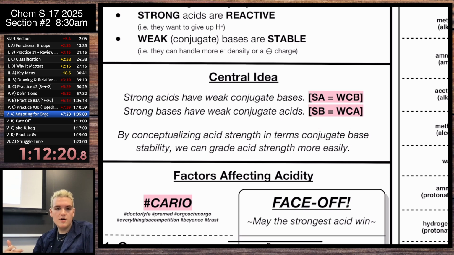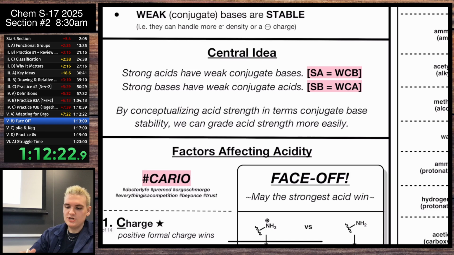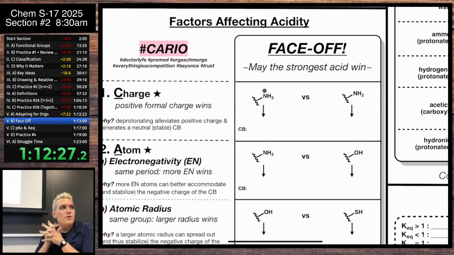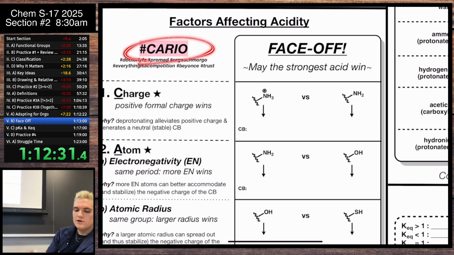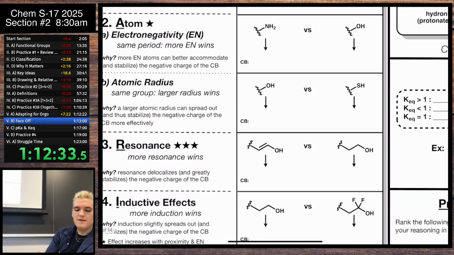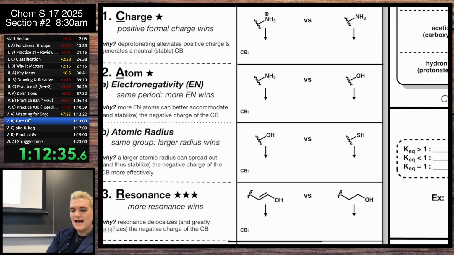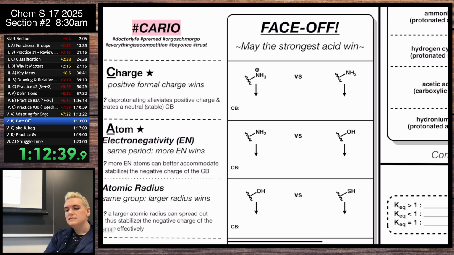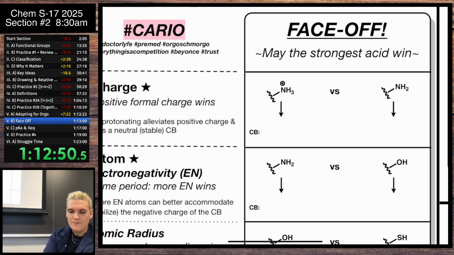So we are going to do our YouTuber boxing match face-off of different scenarios, and we're going to see who is the stronger acid. We do have our acronym, CARIO: charge, atom effects, resonance, induction, orbital, that's very pre-med. But the way that we are going to handle this is we are going to draw the conjugate bases of each of these atoms and then see which conjugate base is more stable. So let's try out this first example here.